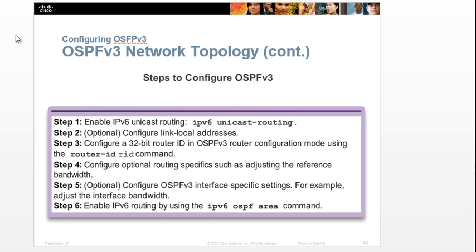So in dealing with OSPFv3, step 1, enable unicast routing. Step 2, configure a link-local address. Configure a 32-bit router ID. Configure the optional routing specifics, such as the bandwidth, if you need to change it from that default. And then enable IPv6 routing by issuing the ipv6 ospf area command.